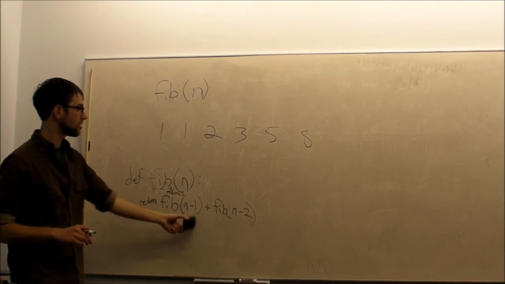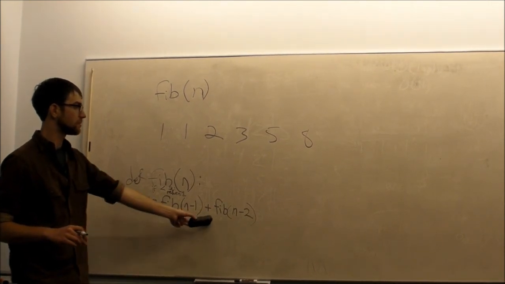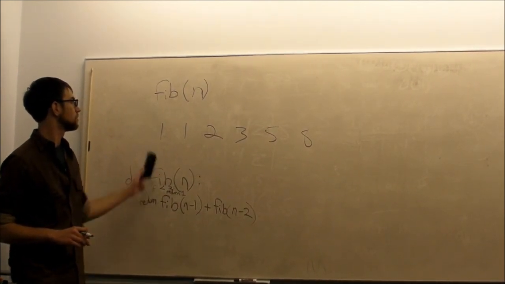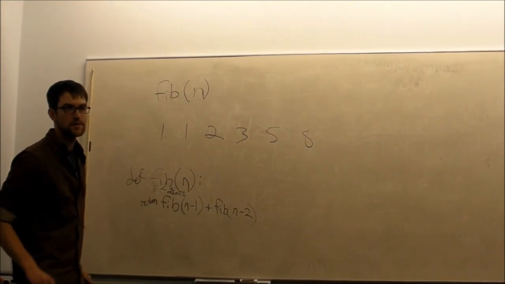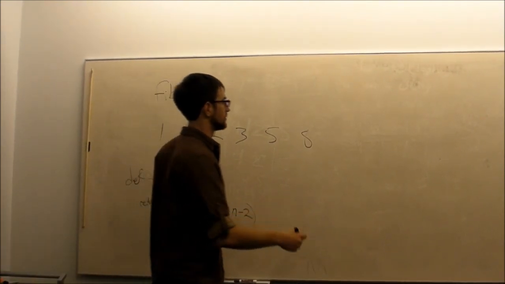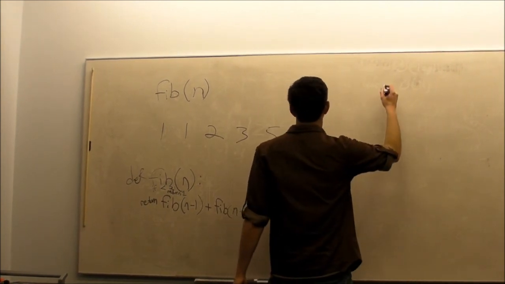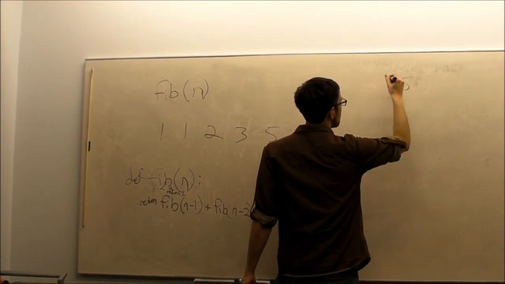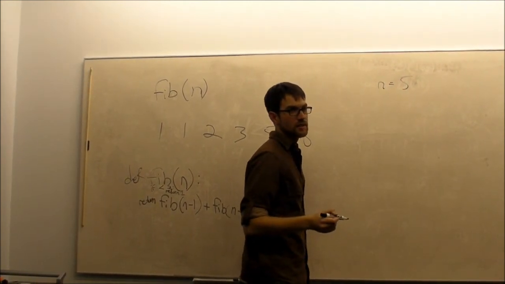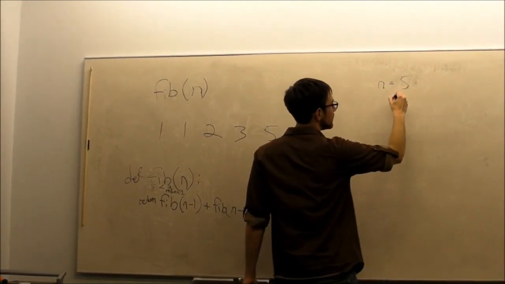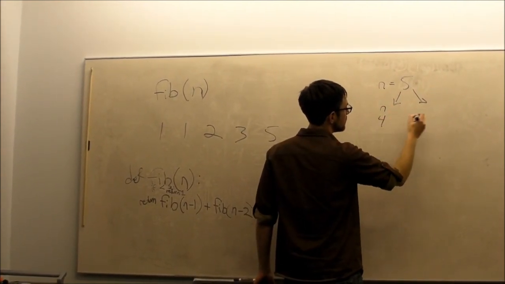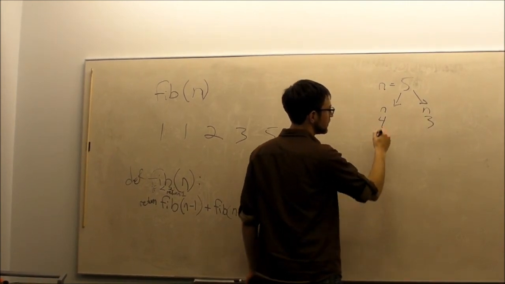How many function calls do we have to do to get the fifth Fibonacci number? We're going to draw them out, but I won't make you actually think it all the way through. So we want to find n equals 5. To call this for n equals 5, we need to split this into n equals 4, n equals 3.